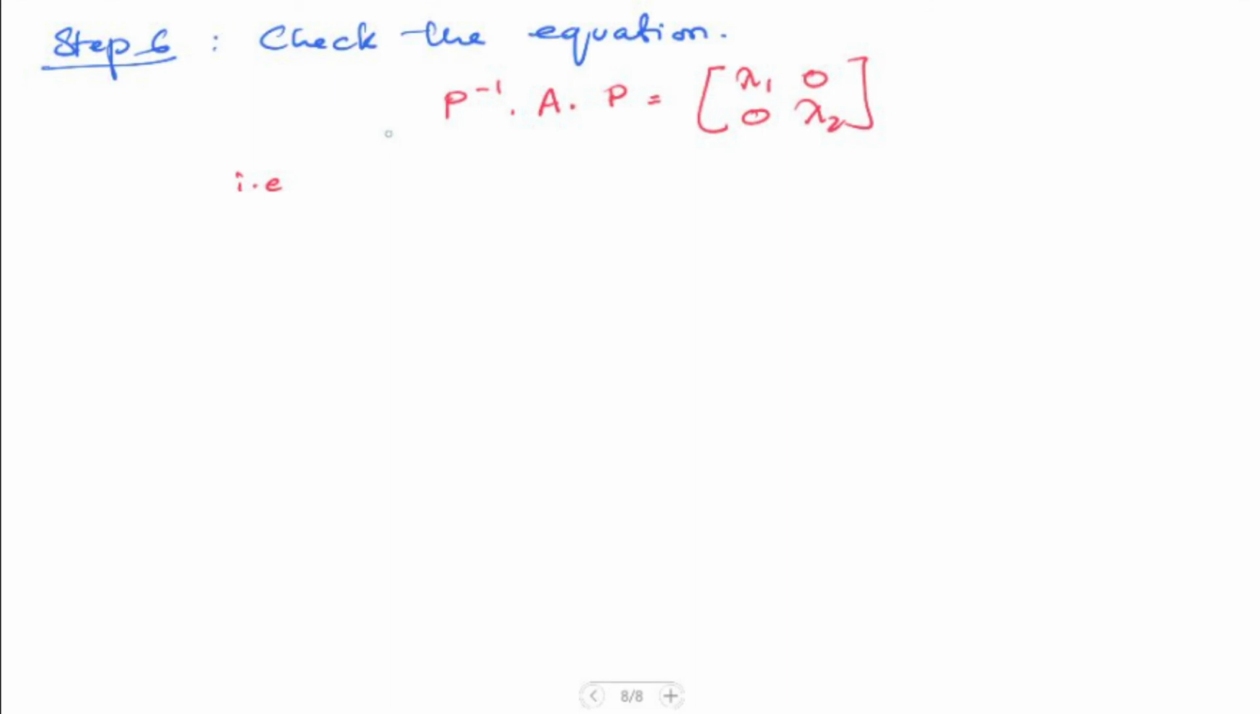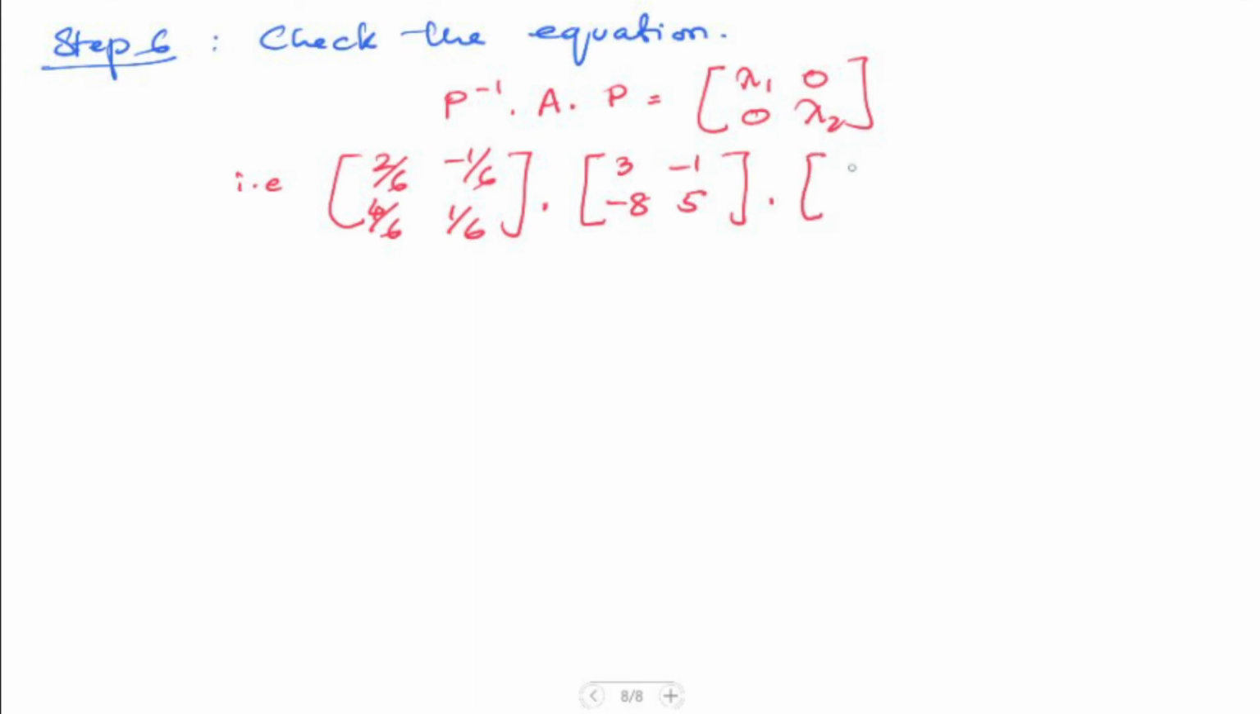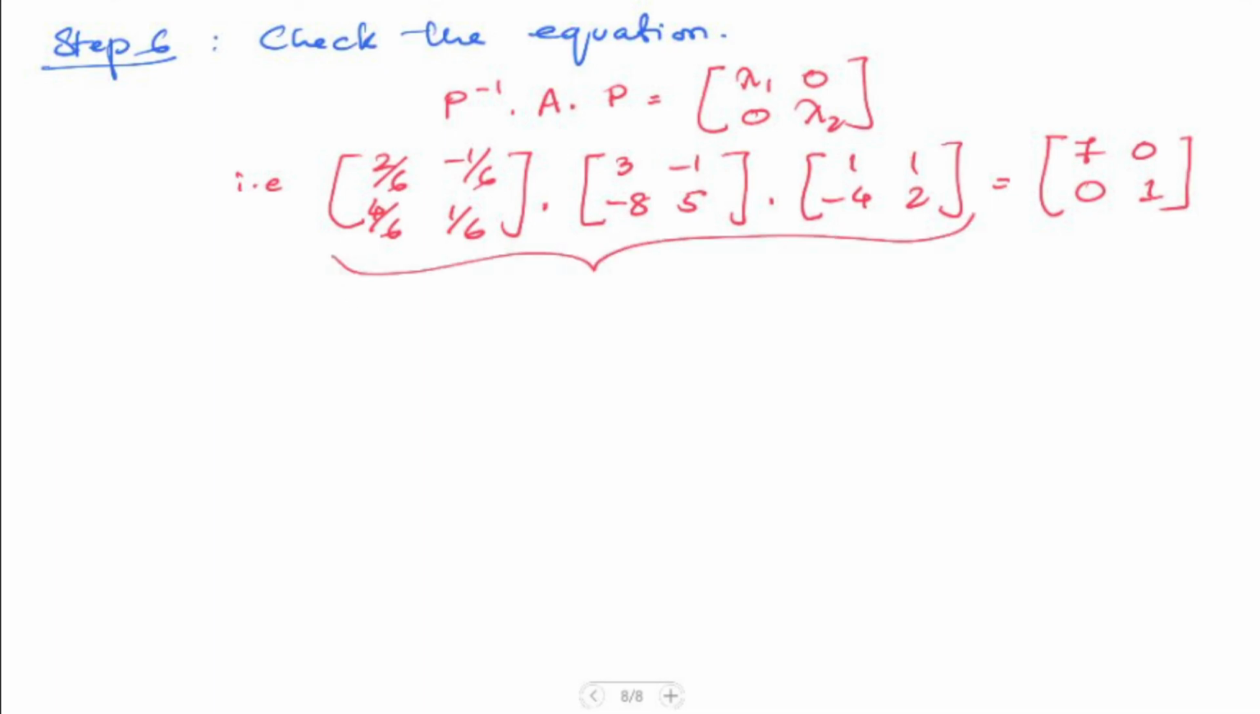your P inverse, which we just wrote down, it was 2 divided by 6, 4 divided by 6, minus 1 divided by 6, and 1 divided by 6, times A, which is 3, minus 1, minus 8, 5, times P, which is 1, minus 4, 1, 2, will be equal to, so our lambda 1 is 7, 0, 0, and lambda 2 is 1, right?